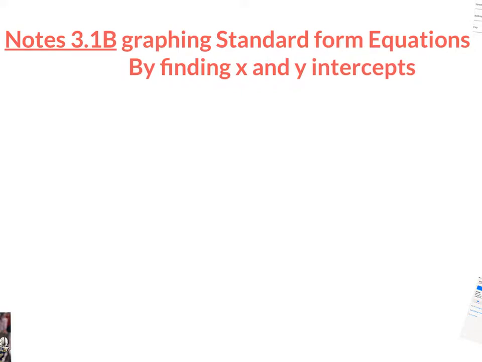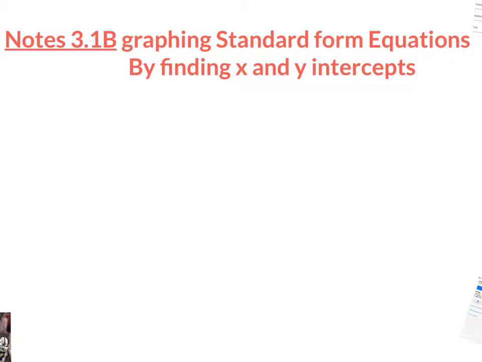Okay, we're going to start notes 3.1b. We're going to graph standard form equations by finding x and y intercepts. So the first thing that we need to understand is what the word form means. What does the word form mean? It's the appearance of it, the way it looks, the organization of it, okay?